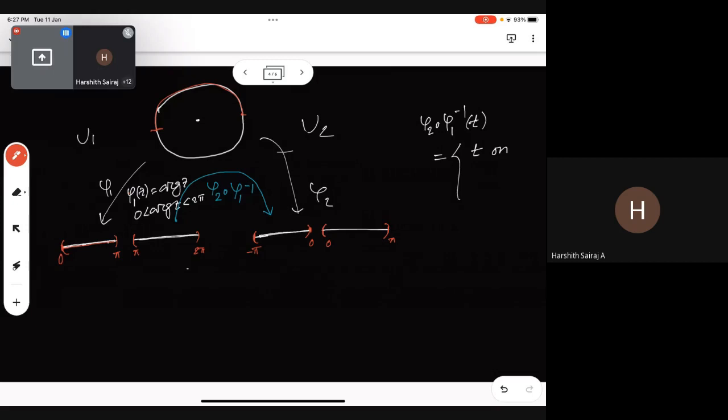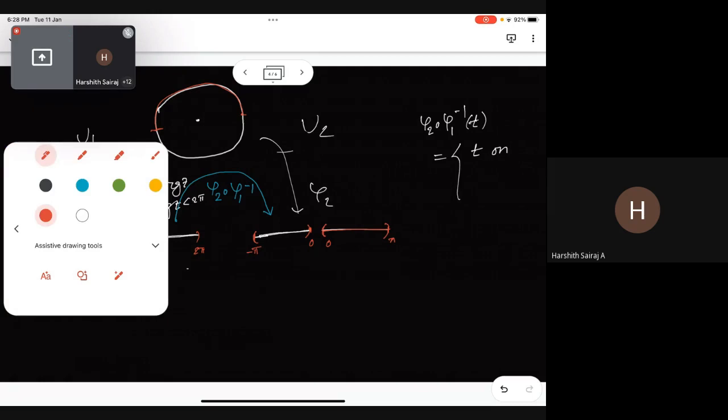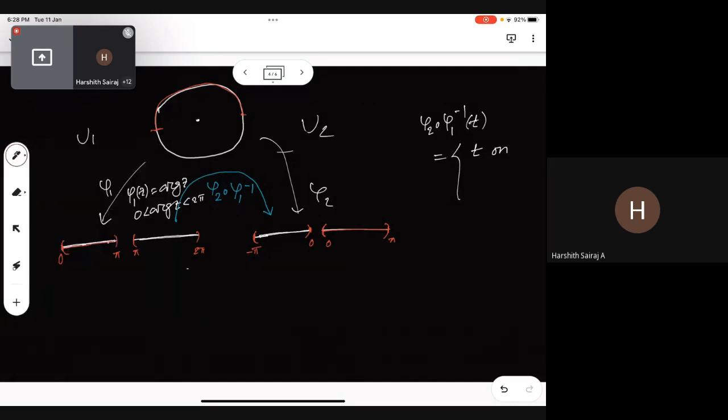Now this one in phi 2, it also goes to, so phi 2 has this minus pi to 0 here and 0 to pi. So here also it goes to this part. So you're right, this is t on 0 to pi. All right, and what happens here from pi to 2 pi? t minus 2 pi.